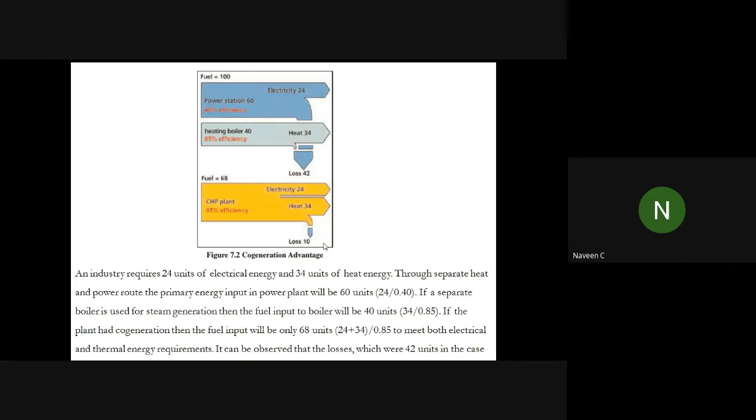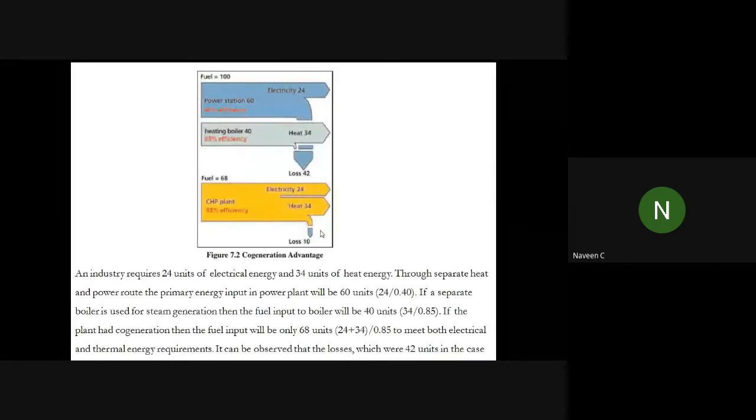This graph is nothing but, as I already said in our last video, a Sankey diagram, a very useful way of representing the energy flow diagram of any process. We are representing the energy flow, and the width of the bands is linearly proportional to the energy loss.